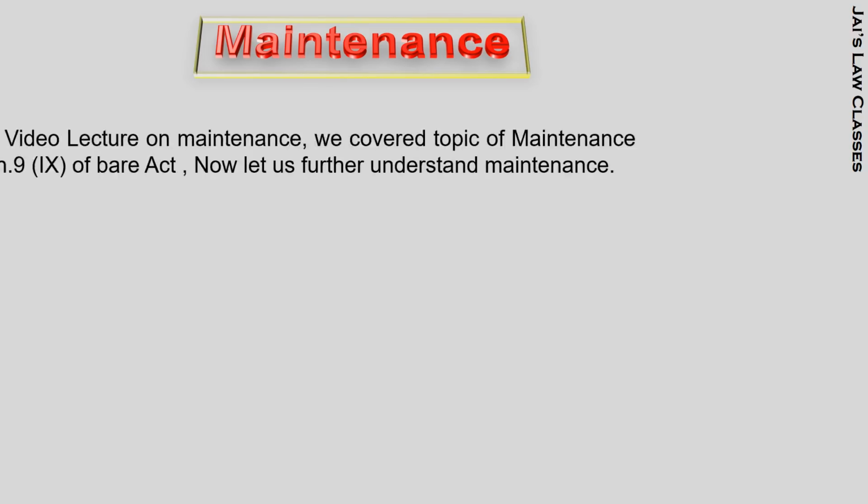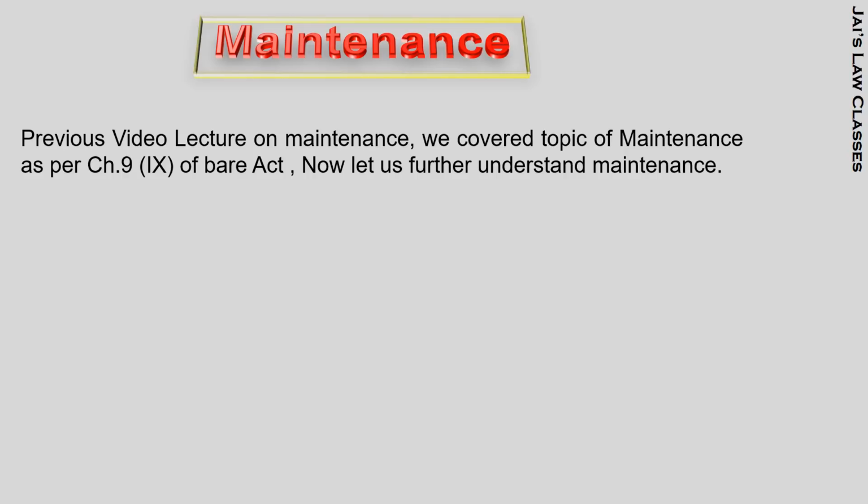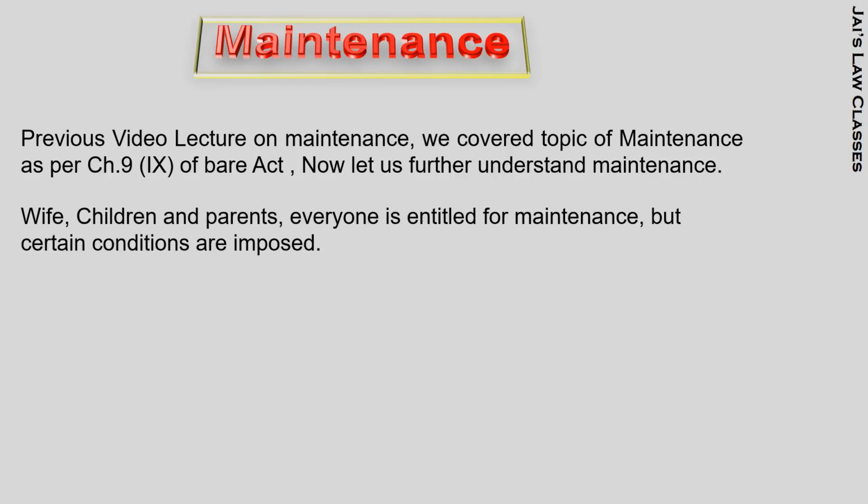Hello everybody. In my previous video lecture on maintenance, we covered the topic of maintenance as per chapter 9 of the BEAR Act. Now let's further understand maintenance, that is the maintenance of wife, children and parents. Everyone is entitled to maintenance, but there are certain conditions which are imposed.